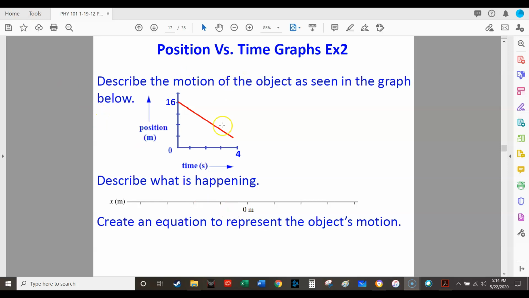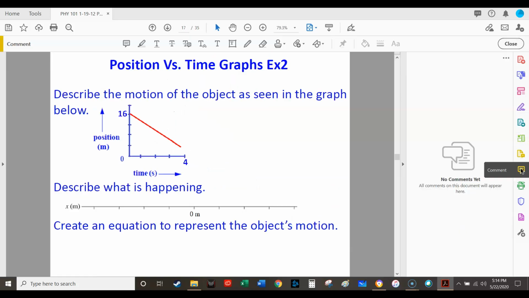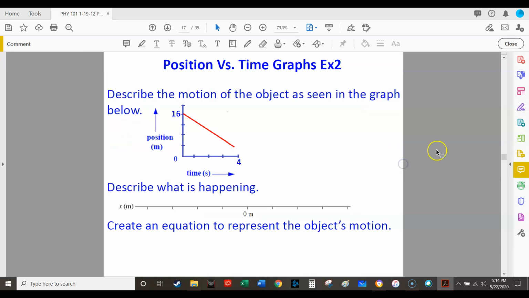Okay, I'm going to start this out and mark up the document. So I hit the comments and then I hit the arrow to give me more space to write, and I'm going to click on the pencil. Okay, so here we go. This is a position versus time graph, and the position again is in meters, so I'm always noting the units. The time is in seconds.